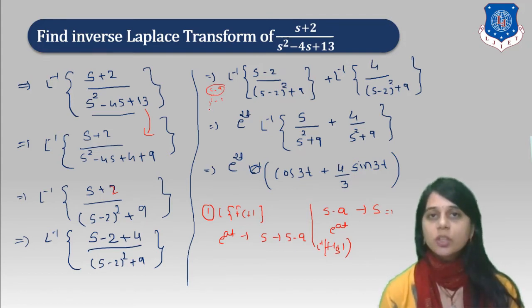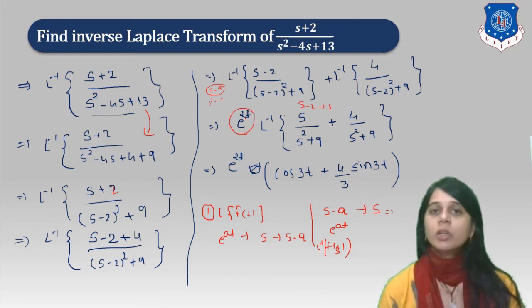If we want to remove the s minus a formation, we apply the inverse first shift theorem. What is the inverse first shift theorem? It says that we convert s minus a to s, here s minus 2 to s. For that case, you have to multiply with e raised to at formation. So what is a? a is 2. Taking e raised to 2t, the Laplace inverse is, converting s minus 2 to s, s upon s square plus 9 plus 4 upon s square plus 9.